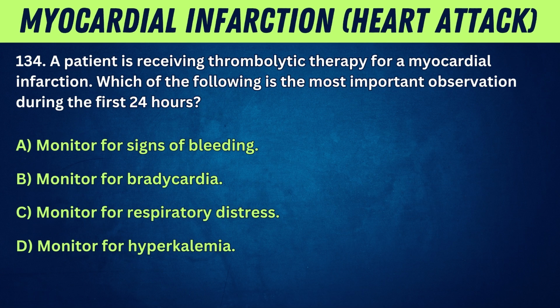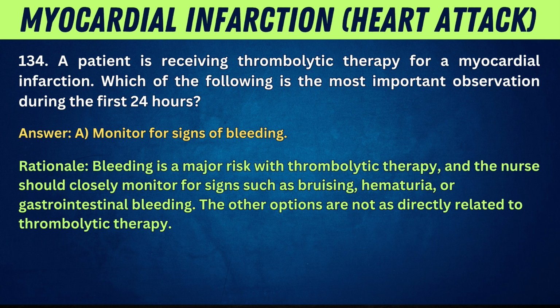134. A patient is receiving thrombolytic therapy for myocardial infarction. Which of the following is the most important observation during the first 24 hours? A. Monitor for signs of bleeding. B. Monitor for bradycardia. C. Monitor for respiratory distress. D. Monitor for hyperkalemia. Answer: A. Monitor for signs of bleeding. Rationale: bleeding is a major risk with thrombolytic therapy, and the nurse should closely monitor for signs such as bruising, hematuria, or gastrointestinal bleeding. The other options are not as directly related to thrombolytic therapy.